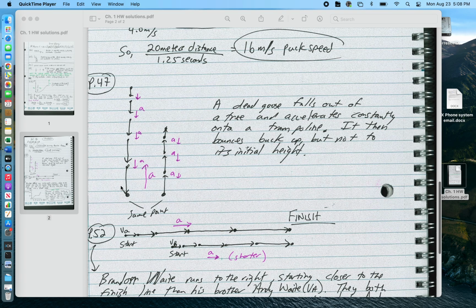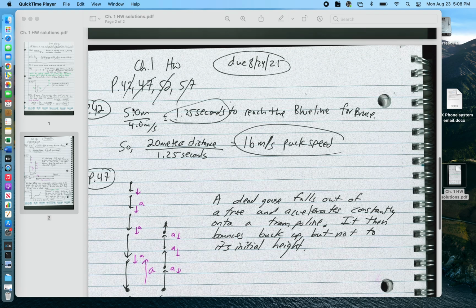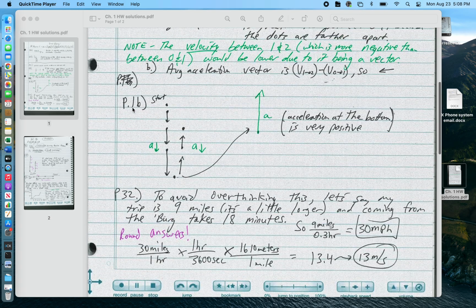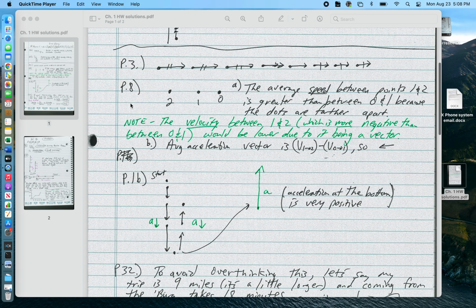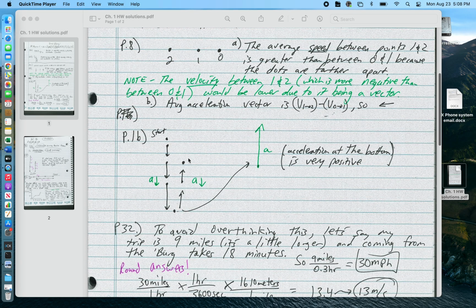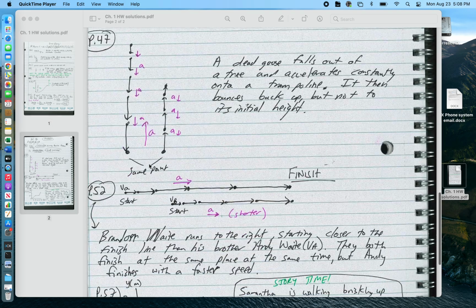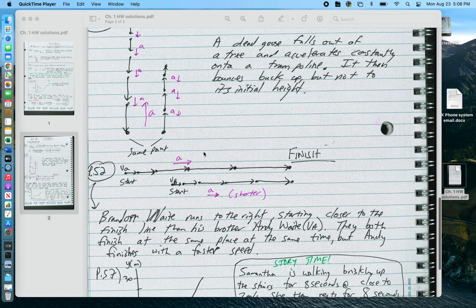Hey, they tried to get me to tell a story with this. So I've got a dead goose dropping out of a tree, accelerating downward at a constant acceleration, hitting the ground, coming back up, but not as high. This problem 47 is very similar to the description that they wanted you to have with this one here, problem 16. So you're accelerating downward except at the very bottom where there's a great upward acceleration.